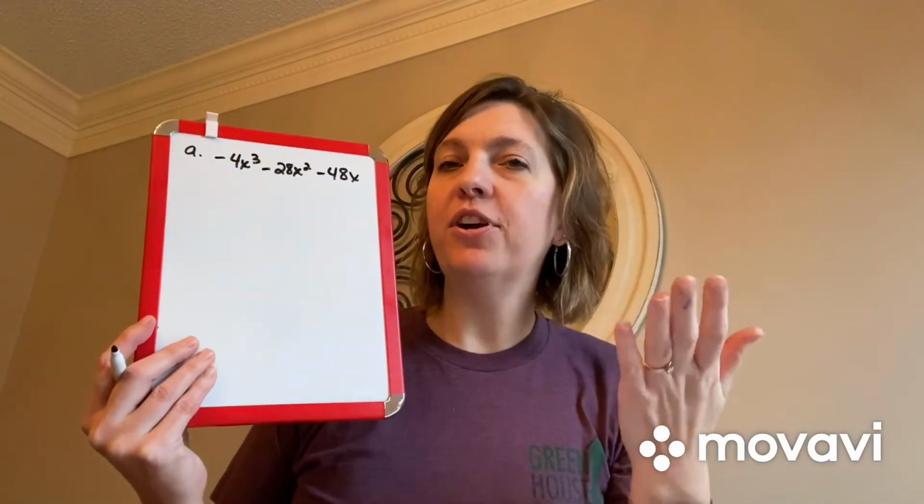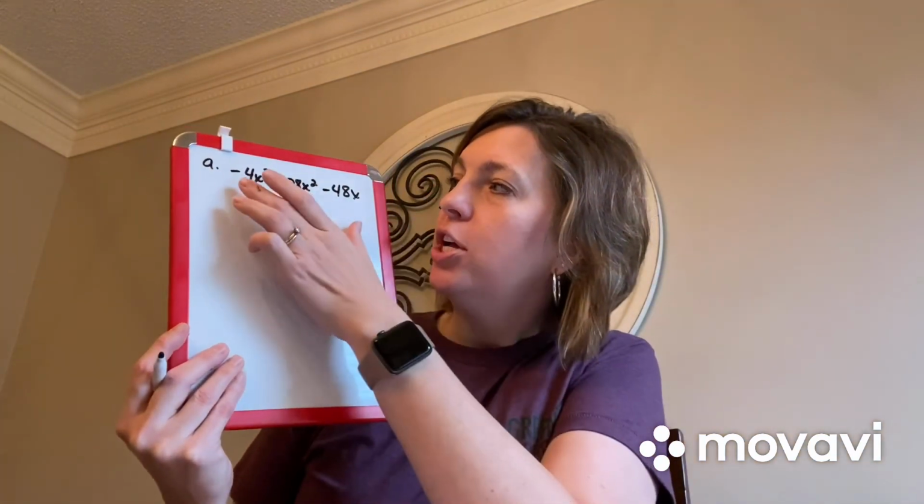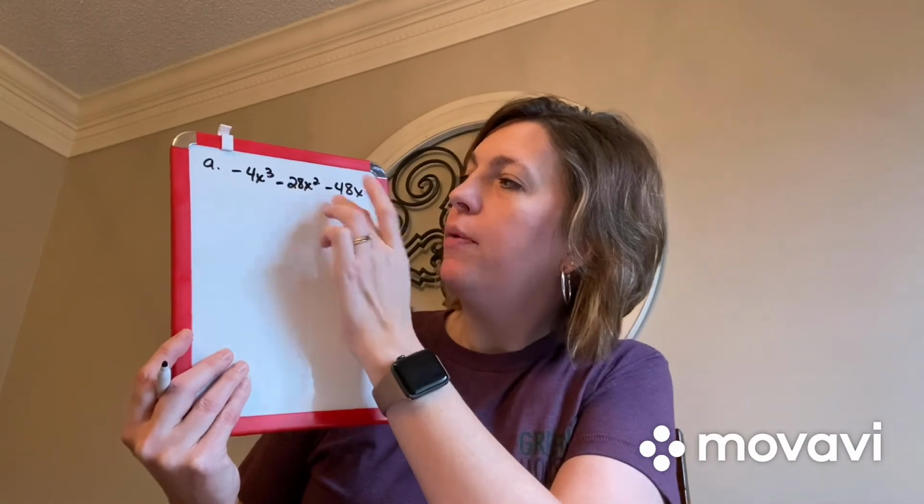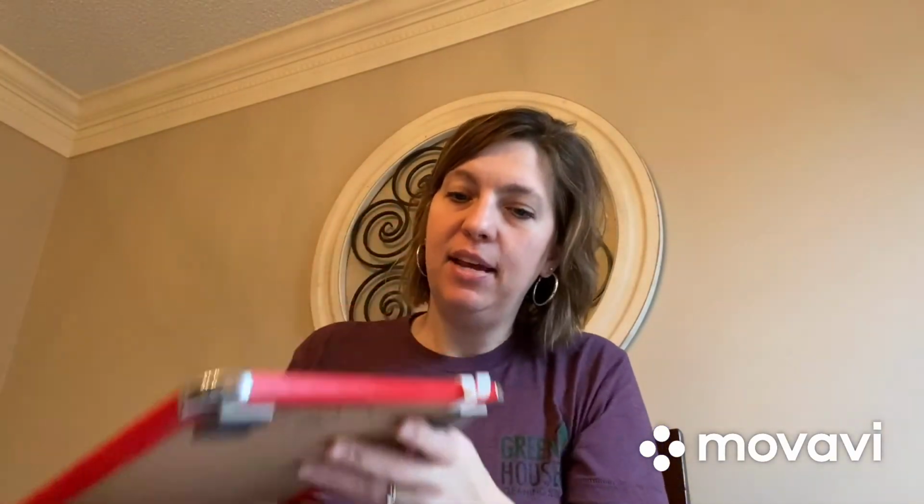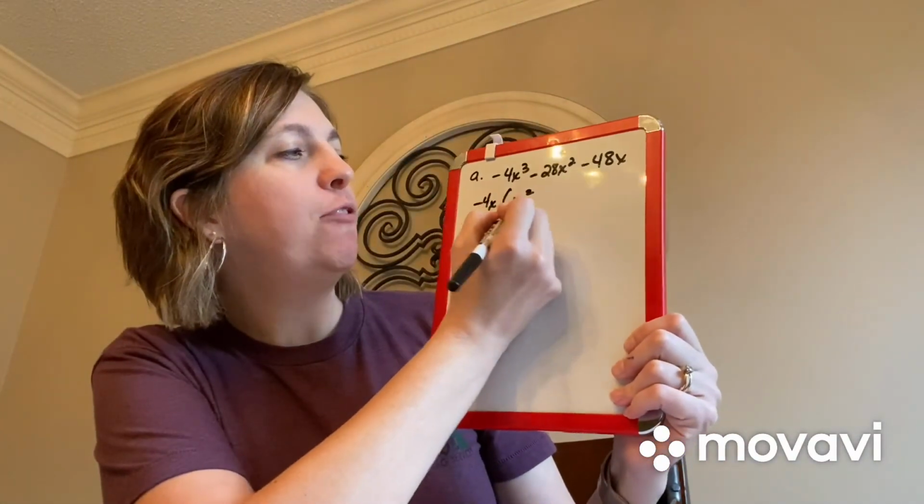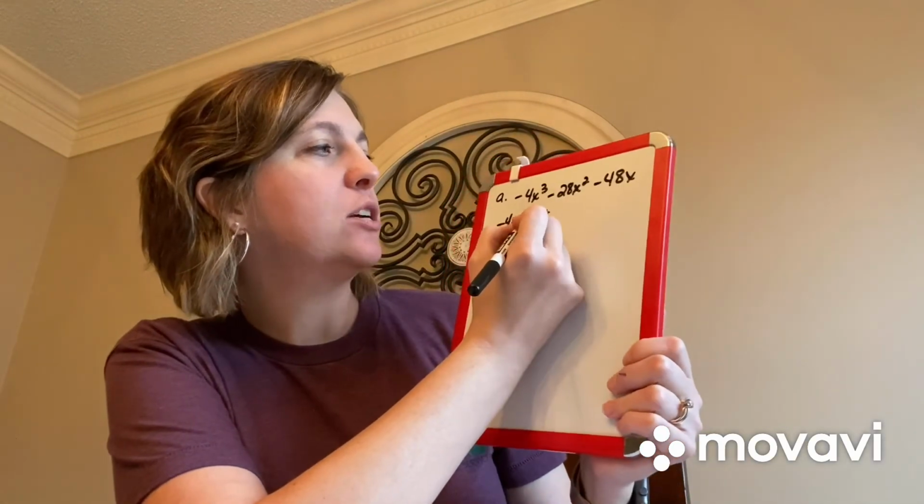So you're looking for your GCF. What can I take out? So I can take out a negative x and then 4. Will 4 go into all of these? Yes. So I can take out negative 4x out of every single part. So let's do that. So let's take out negative 4x, and that leaves me with x squared.